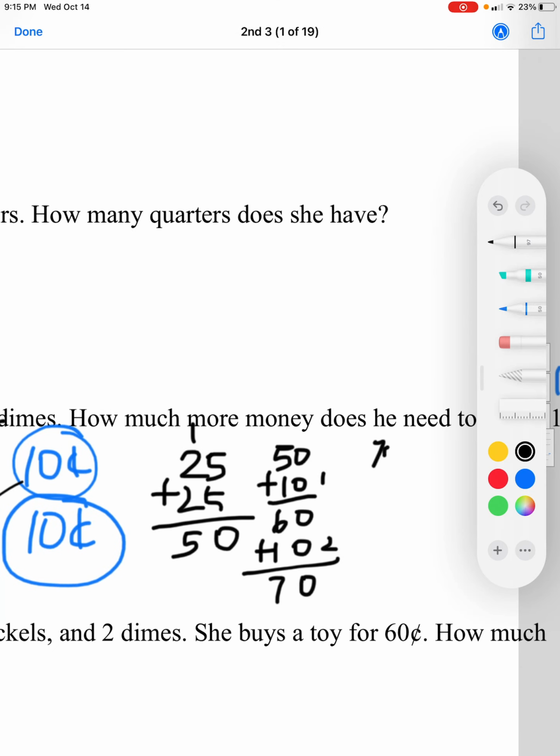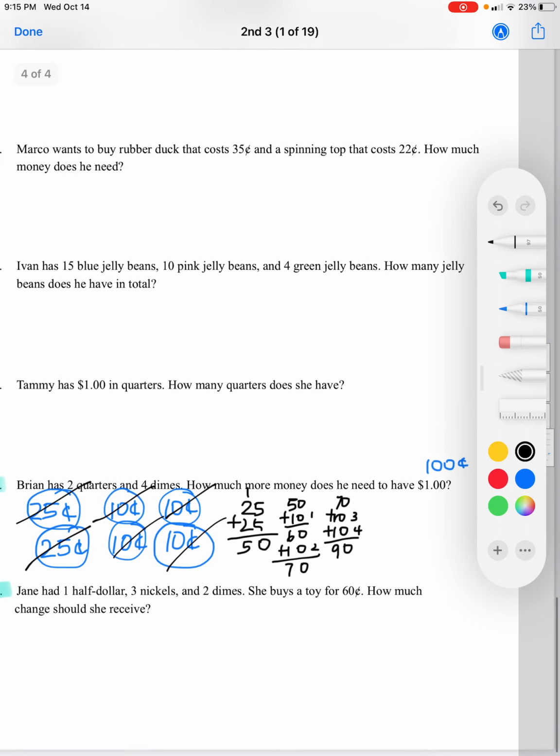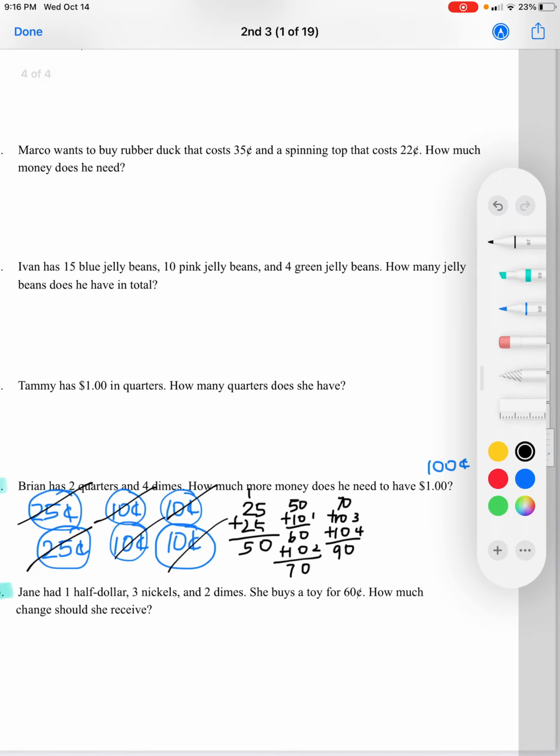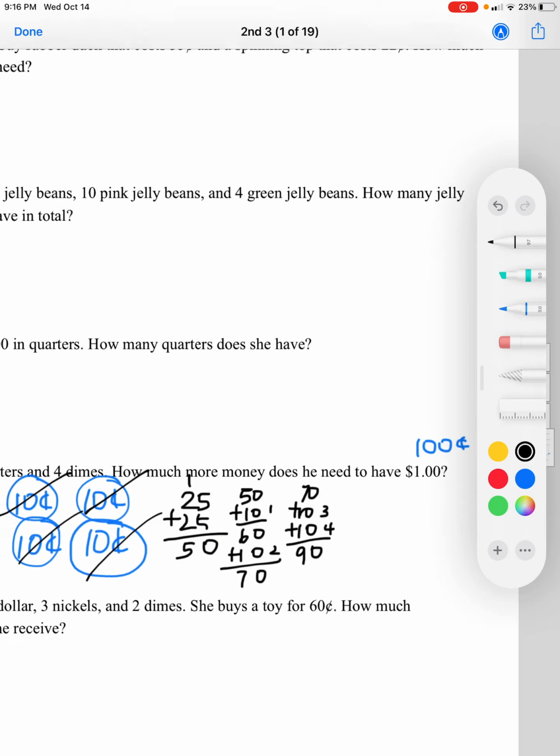Now we'll add 2 more dimes. 70 plus 10 plus 10. 0 plus 0 plus 0. And then 7 plus 1, which is 8. And then 8 plus 1 here equals 9. So we added the last 2 dimes. We have dime number 3 and dime number 4 right here. So Brian has 90 cents to start with.